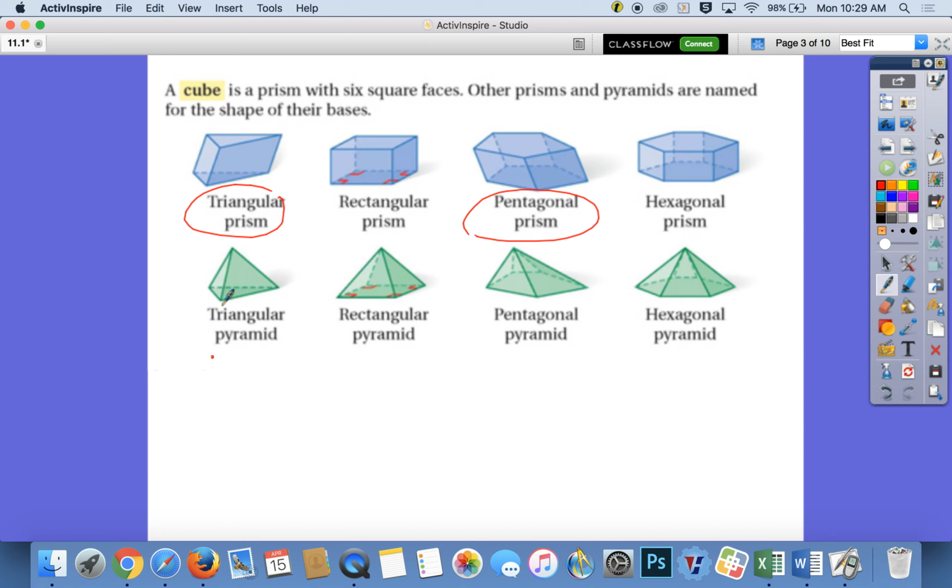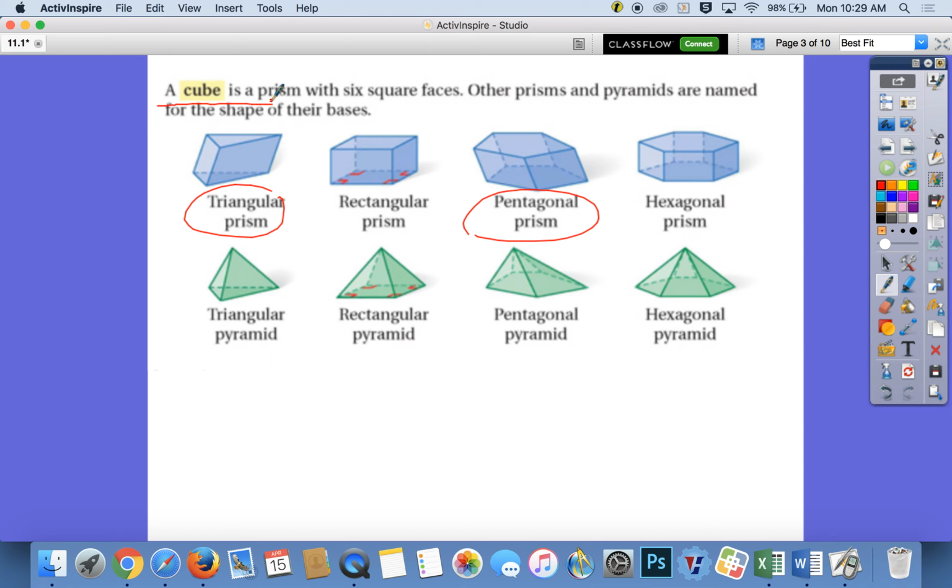So a triangular pyramid, guys, notice all my sides are made up of triangles now, and my 1 base is a triangle. My 1 base is a rectangle. Again, the sides are triangles. My 1 base is a pentagon. My sides are triangles. My 1 base is a hexagon. My sides are triangles. Okay, so just be careful with these 2.